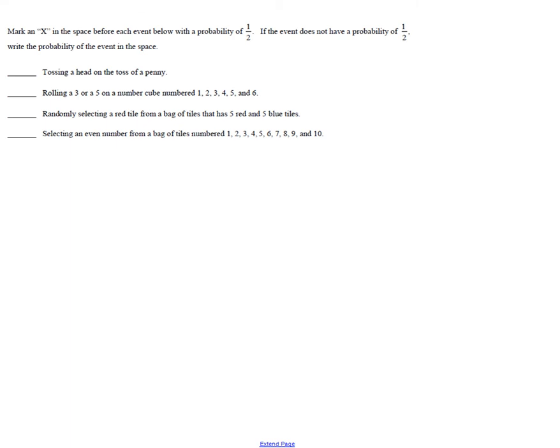All right, mark an X in the space if it has probability 1/2. So does tossing a penny, chance of landing heads, is that 1/2? Yes. How about rolling a 3 or a 5? No. How many outcomes are there? 6. How many are favorable? 2. 2 out of 6 simplifies to 1/3.